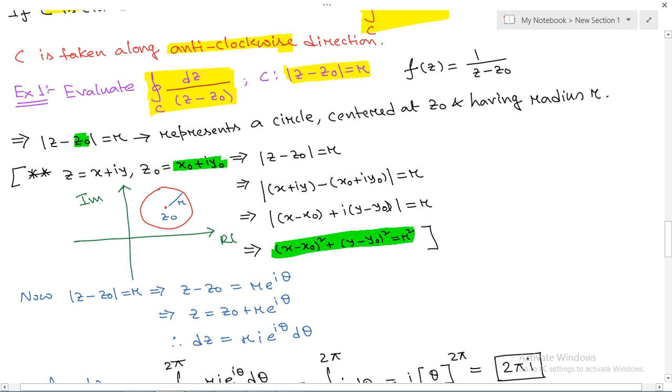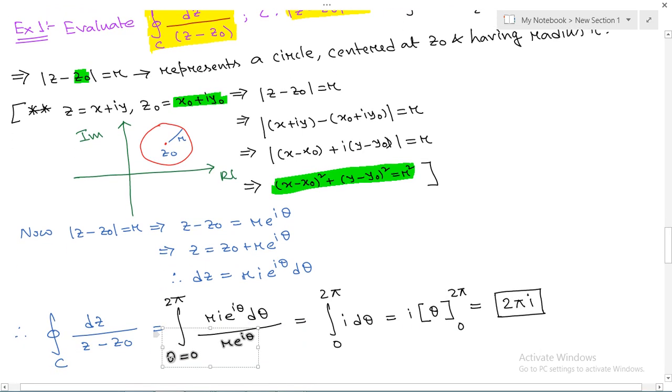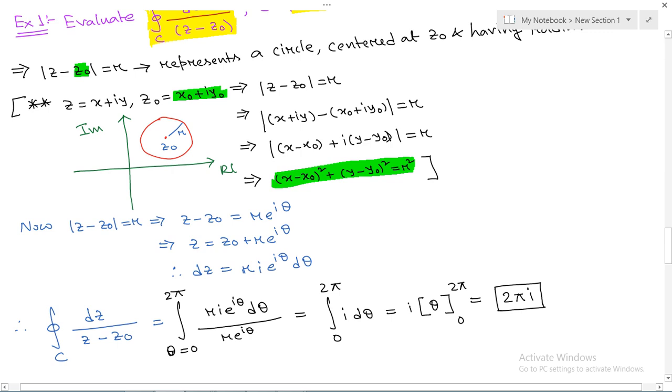Now the polar form of the circle that we know, that x equals r cos theta and y equals r sin theta, right? So to do such kind of integration, usually we convert the integration into the polar coordinate system. That will be easier to solve.